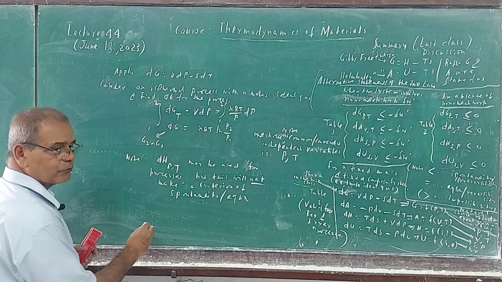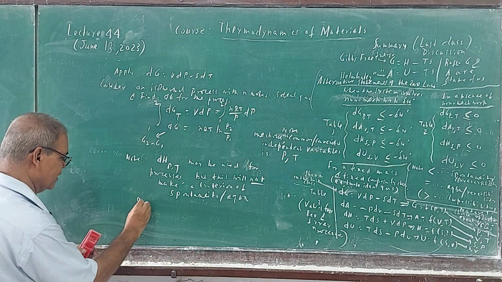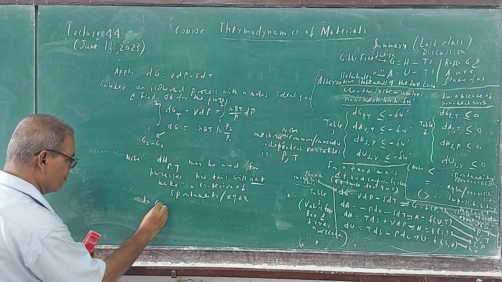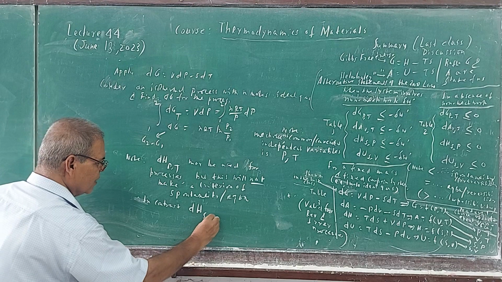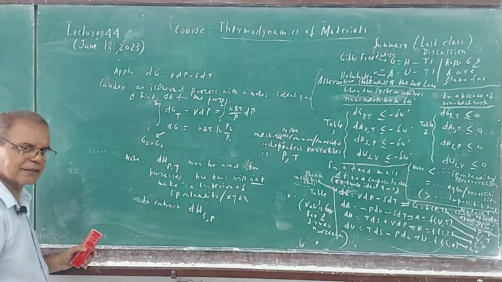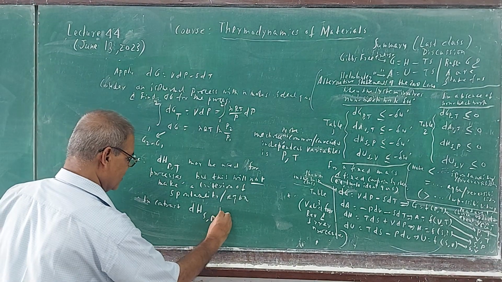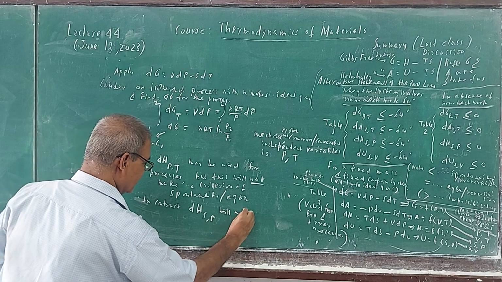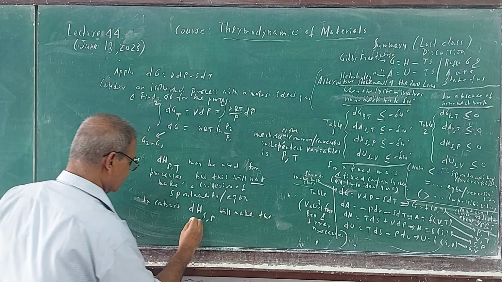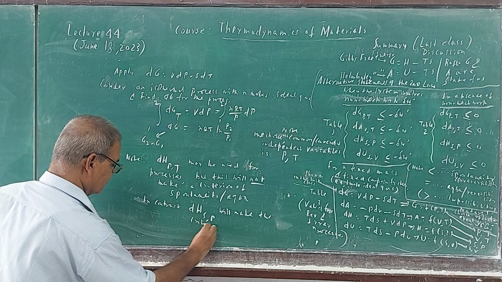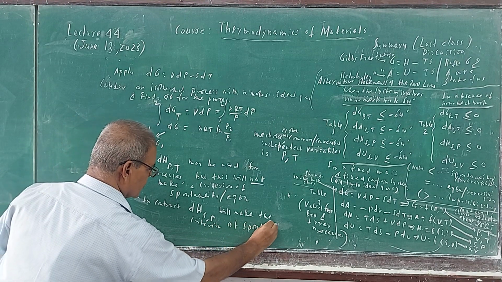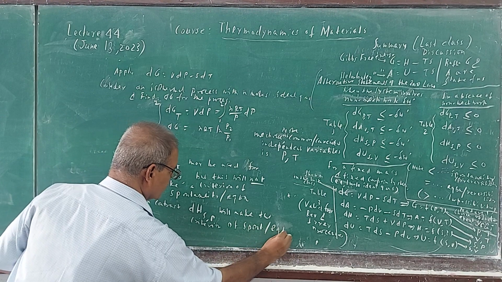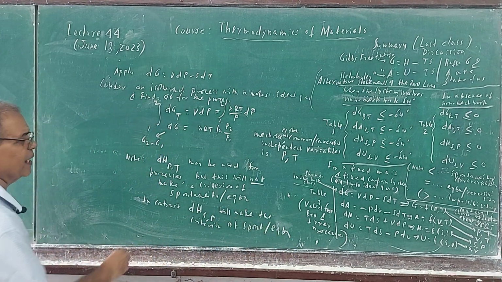What will make a criterion? On the other hand, in contrast, dG at constant pressure and temperature less than 0 will make the criterion of spontaneity or equilibrium. Happy? This I actually wrote for you. This is important.